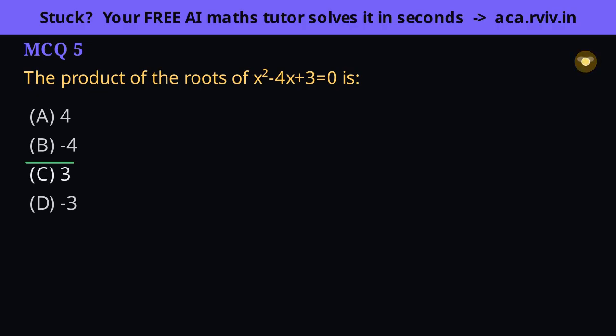The trap is option A, 4, that's minus b over A, the sum of the roots, which is easy to confuse with the product. Watch which quantity the question asks for. Sum carries the minus sign on B, product is just plain C over A.